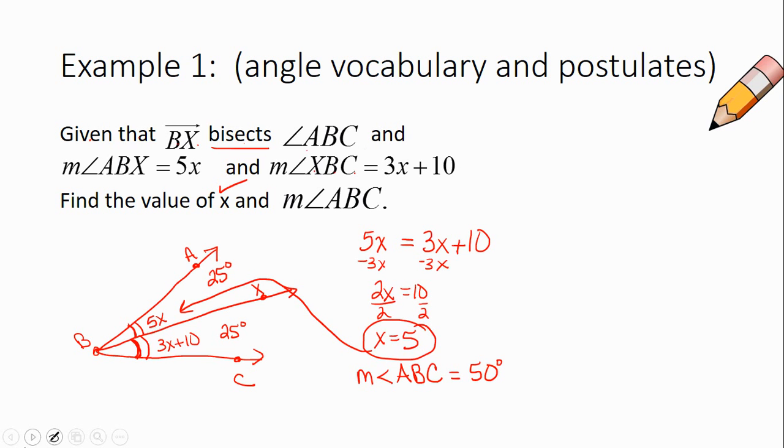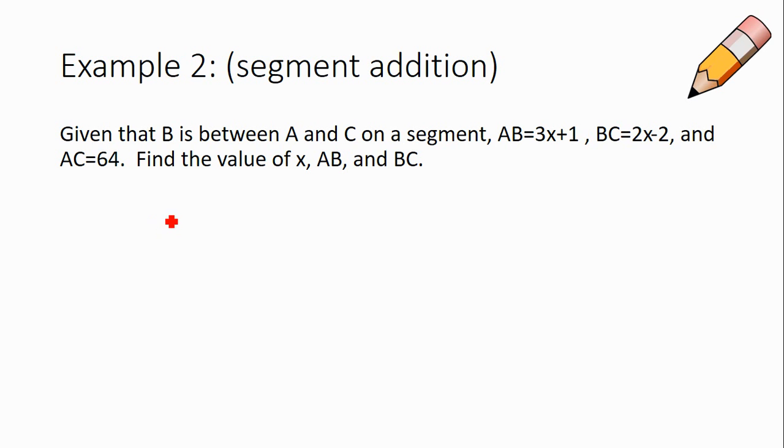Let's take a look at a segment one. Given that B is between A and C on a segment, I'm going to do that first. A and C are on a segment and B is between them. It doesn't say it has to be in the middle. It doesn't say bisect. It does say AB is 3x plus 1, so I'm going to label that. And then it says B to C is 2x minus 2. And then it says A to C all the way across is 64. So using what I know about segments, I can add these two little segments together and it would equal this larger measurement of 64.